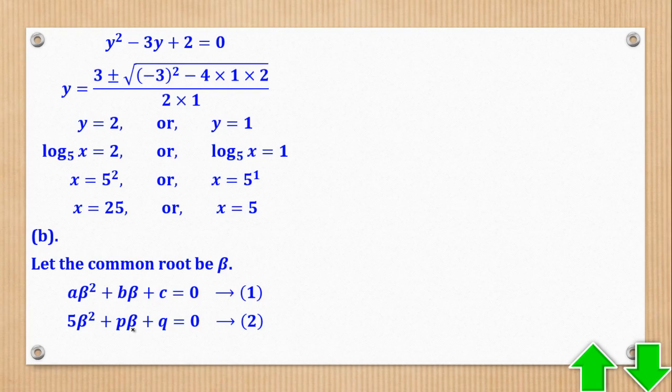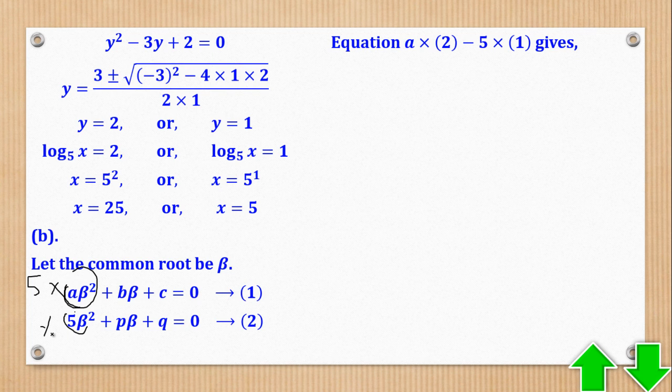Now I want to solve them simultaneously to get the value of beta. Sorry, we're substituting beta. So what I will do, you see something here, I want to eliminate beta squared. But here there is 8 beta squared, here there is 5 beta squared. So I multiply this by 5 and multiply this by a. That's why you see here a in equation 2 and 5 in equation 1.